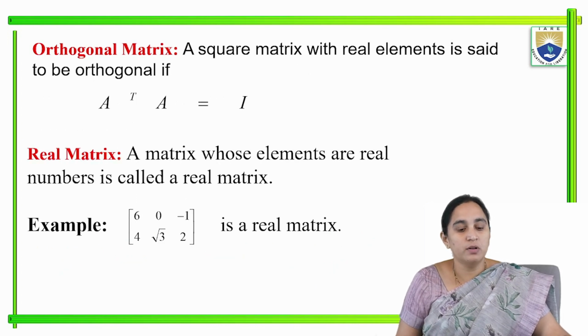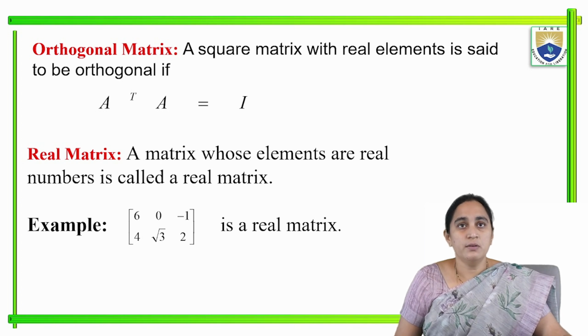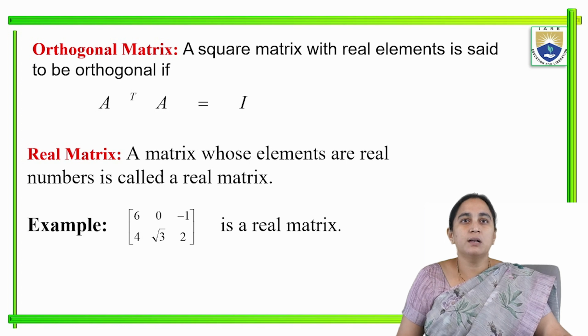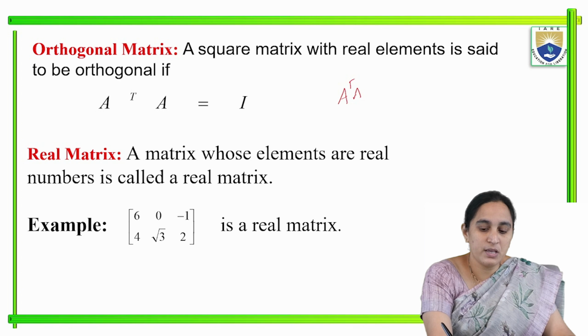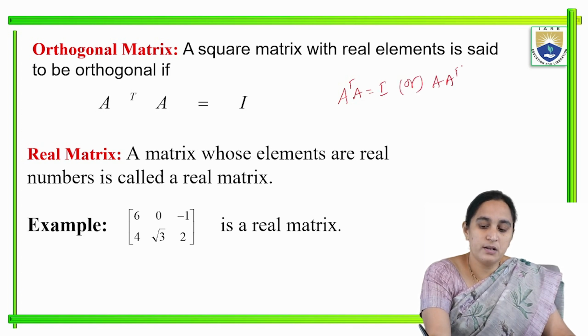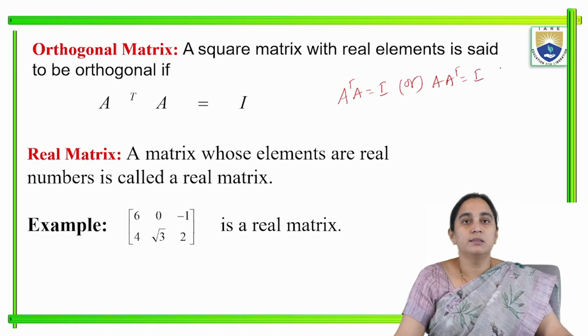Next, orthogonal matrix. A square matrix with real elements is said to be orthogonal if A transpose into A is equal to I. What is the condition for the orthogonal matrix? A transpose into A is equal to I, or A into A transpose is equal to I. This is called an orthogonal matrix.